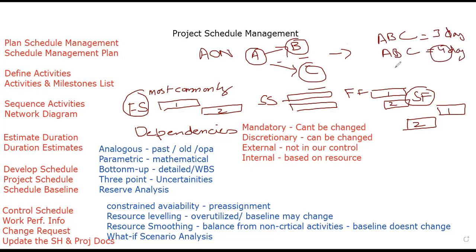The longest one will be called the critical path, and the critical path always has a zero float value. If the float value is zero, it will always be the critical path. There could be more than one critical path on a project schedule. We don't want more than one, but it is possible. So what is float? We have two types of float. What are the two types of float?